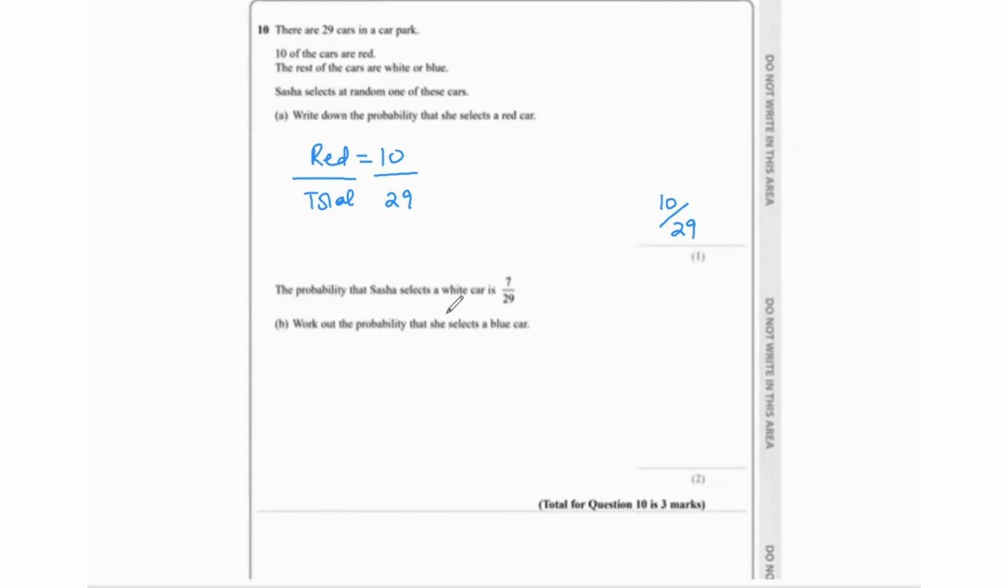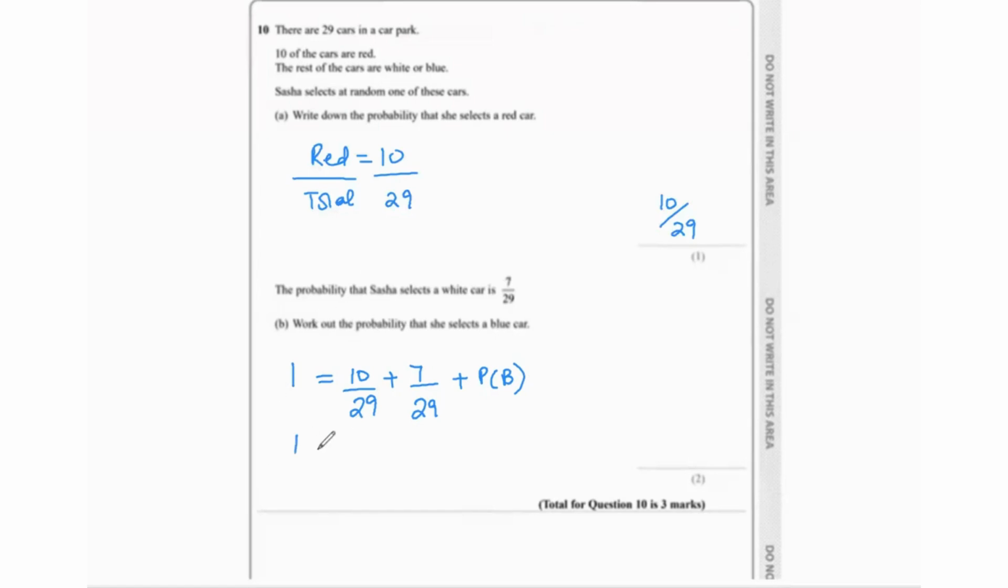Then the probability that Sasha selects a white car is 7 over 29. Work out the probability that she selects a blue car. So we know the probability of a red car, which is 10 over 29. The probability of a white car is 7 over 29. So the probability of all of the cars being selected is basically 1. So 1 equals 10 over 29 plus 7 over 29 plus the probability of a blue car. All of these add up to 1.